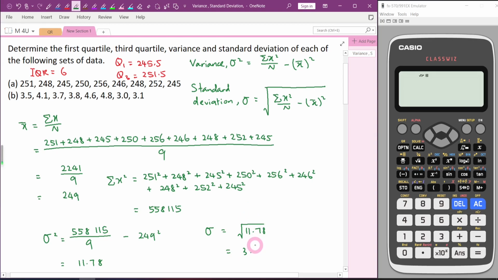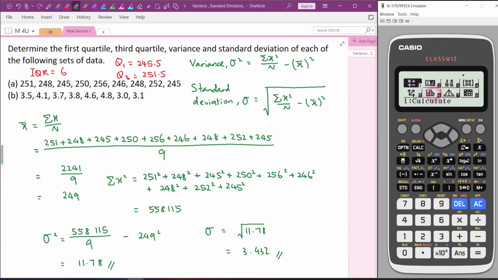Okay, let me give my answer correct to 4 significant figures: 3.432. So this is variance, this is standard deviation. Now, how do we use our calculator to help us check the answer?